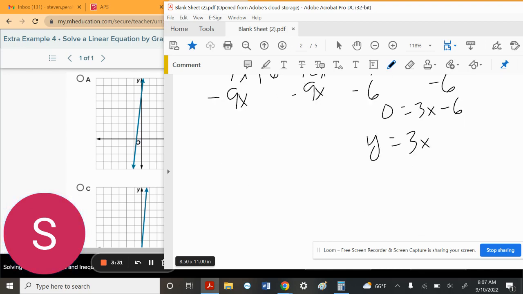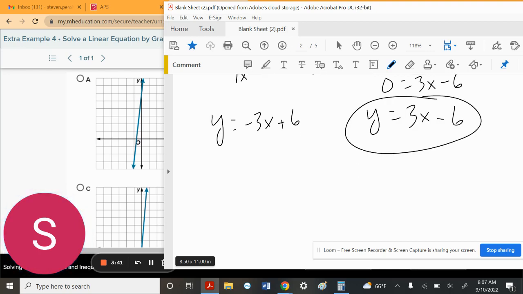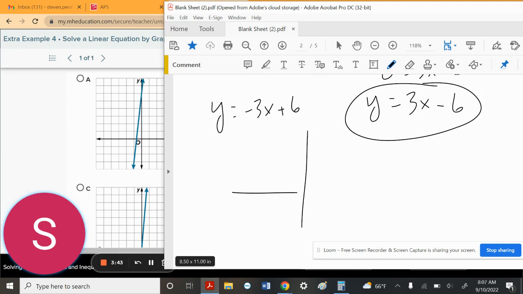Notice that my equations are different. My first equation was y equals negative 3x plus 6. And when I did it differently, I got that answer. But that's okay. So I have a 1, 2, 3, 4, 5, 6. And I have a slope of 3, which is really 3 over 1.